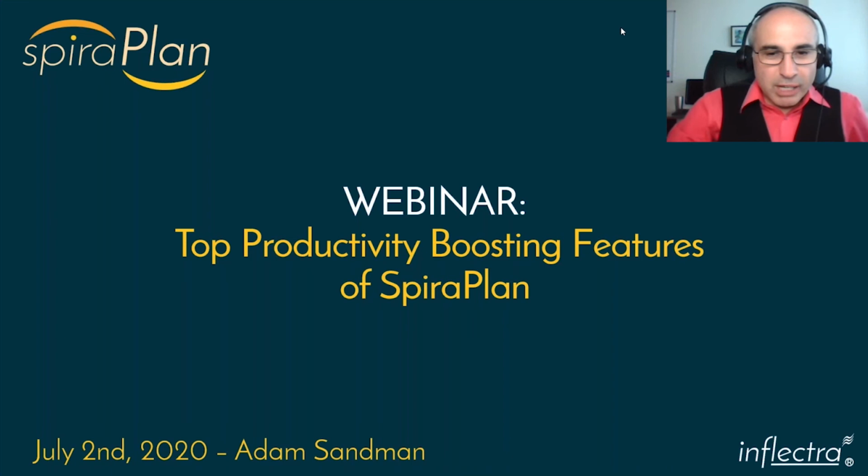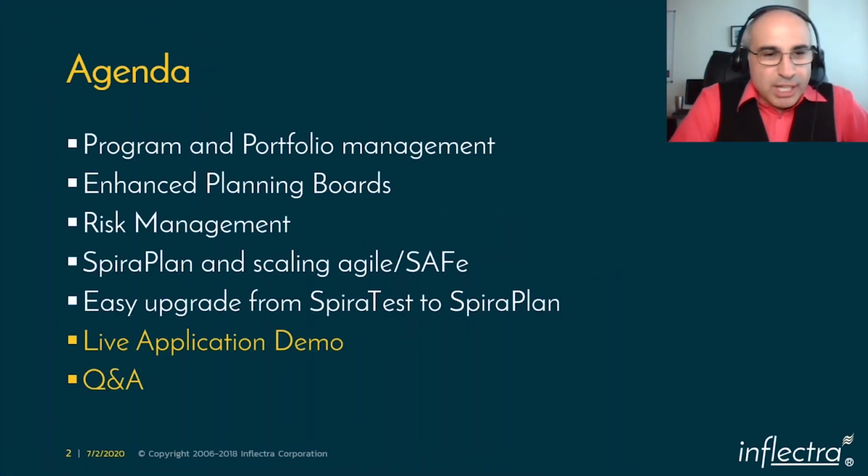During the webinar, we're going to be talking about the following things. First of all, we'll introduce the program and portfolio management features in the latest version of SpiraPlan. We'll look at some of the enhanced Agile planning boards that we have. We'll look at the risk management functionality. We'll then specifically talk about how you can scale Agile using SpiraPlan. We're going to look at both SAFe and the Nexus models of scaling Agile.